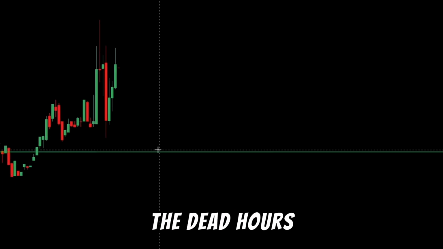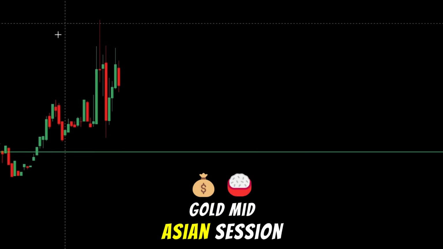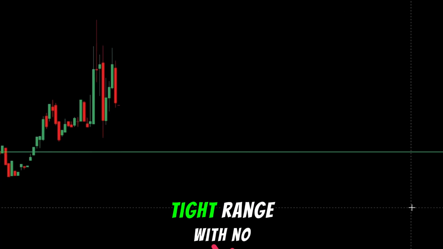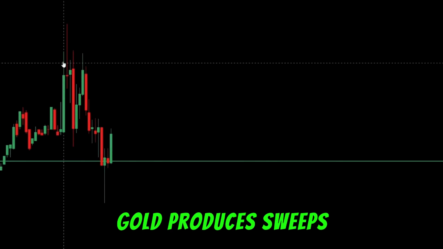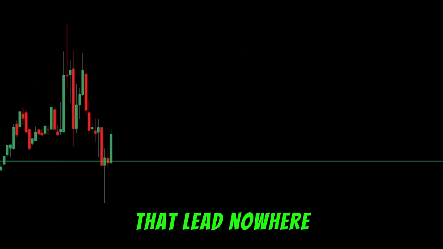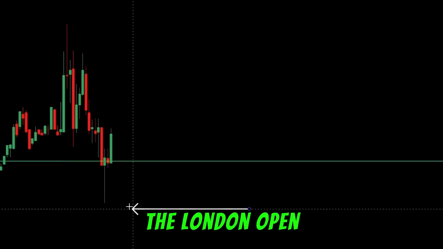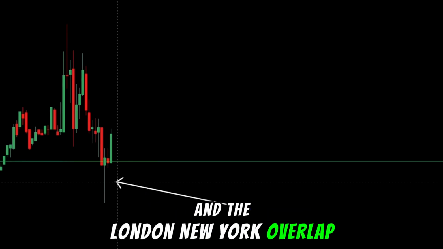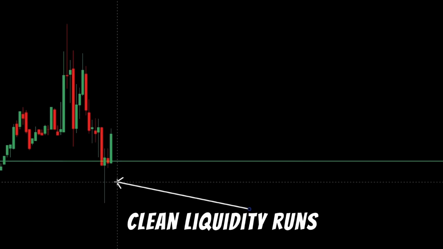Same goes for the dead hours. Gold mid-Asian session often drifts in a tight range with no real participation, and range-bound gold produces sweeps that lead nowhere. The London Open and the London-New York overlap are where the clean liquidity runs live.